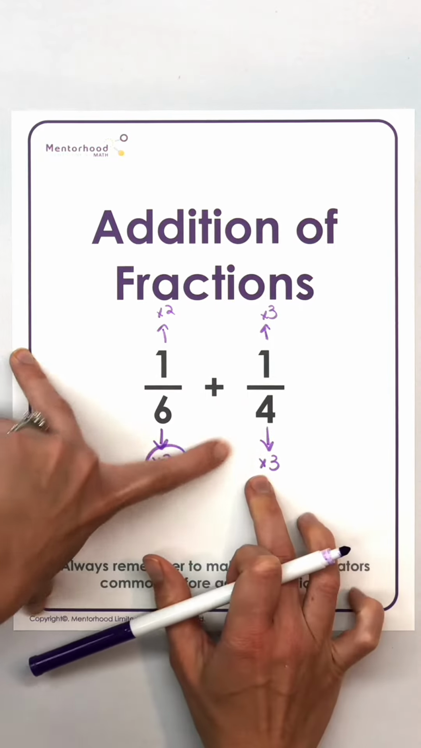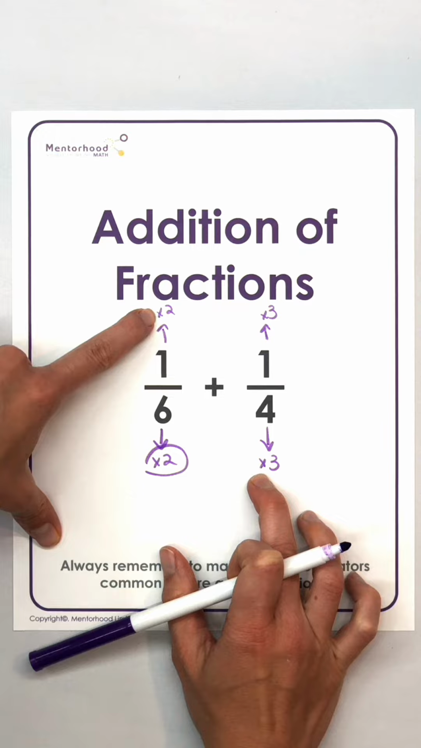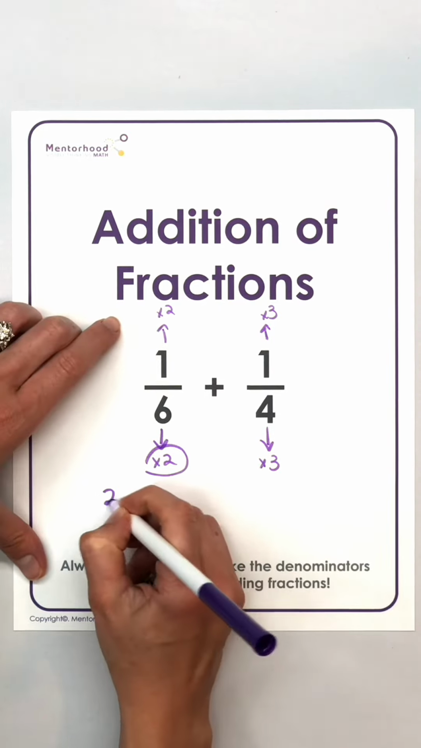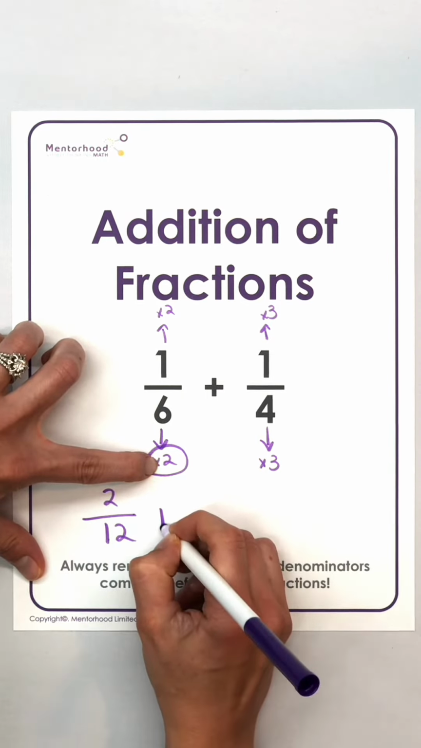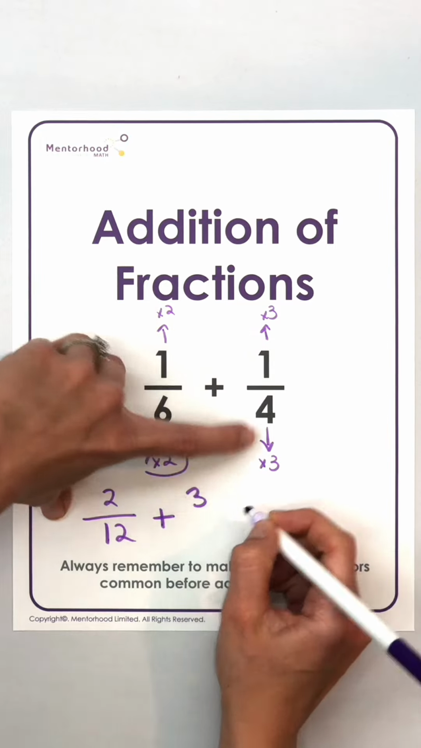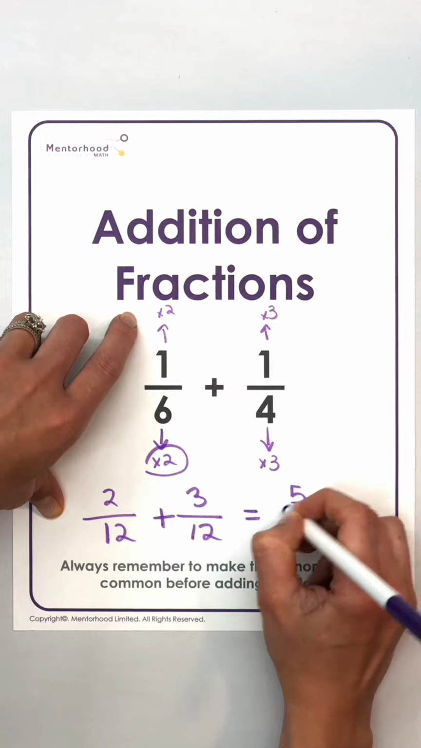Which means for this one, I multiply the top by 3, and for this one, I multiply the top by 2. Let's make our new fractions. 1 times 2 is 2, and 6 times 2 is 12. 1 times 3 is 3. 4 times 3 is 12. Add them up, you get 5 over 12.